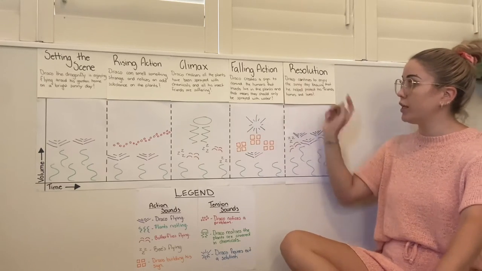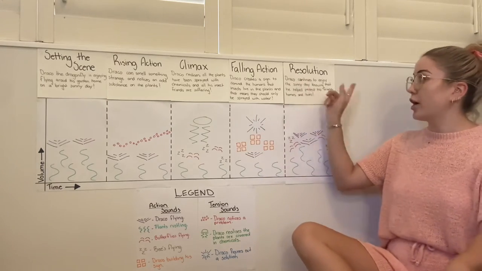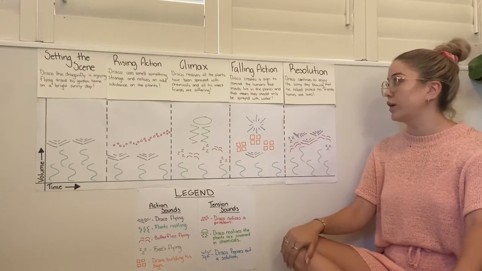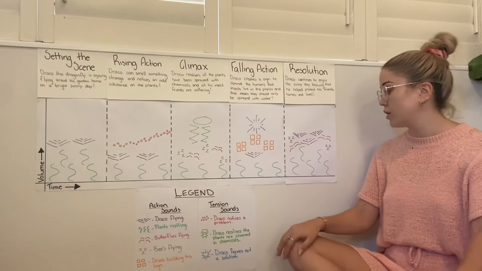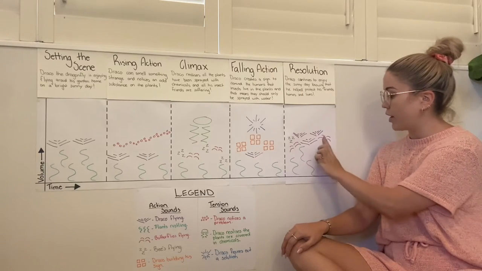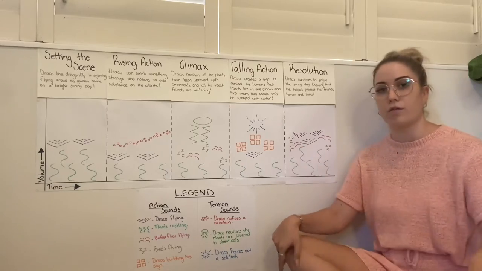which comes over here into the resolution, where Draco continues to enjoy the sunny day, knowing that he helped protect his friends' homes and lives. So we're still in the garden and we've got Draco and some of his insect friends, the butterfly and the bees, flying around in the garden.